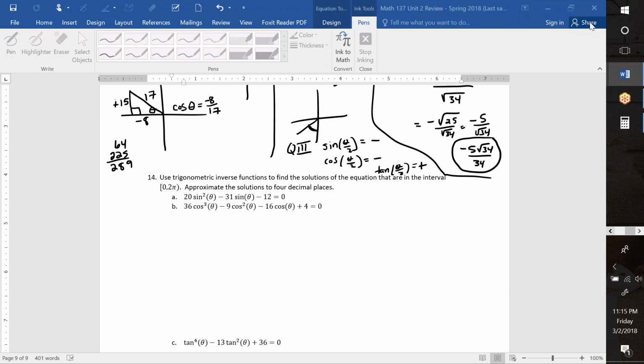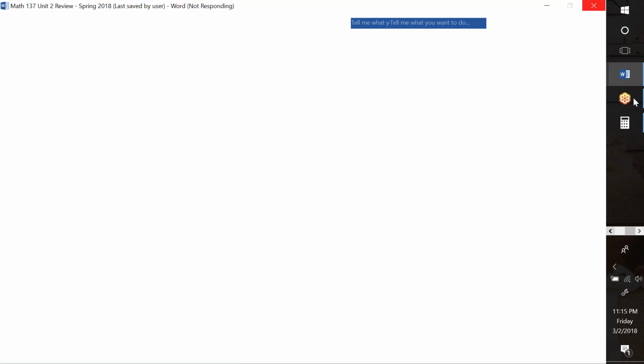Okay, and that brings us to the last problem on the review, number 14. And we're looking at these trigonometric inverse functions to find the solutions that are in the interval 0 to 2 pi. Hang on just a second.